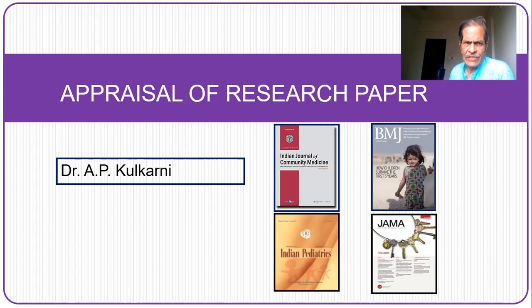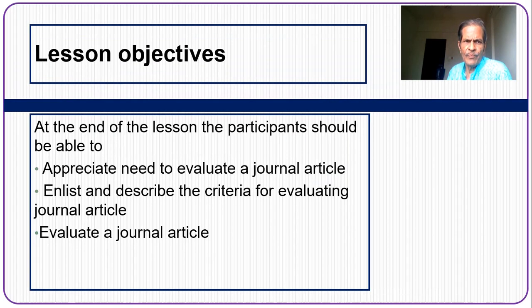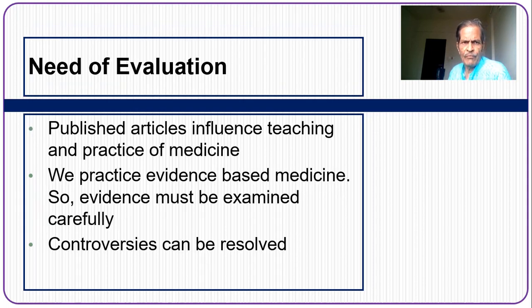and this presentation deals with the appraisal of a research paper published in the literature. The lesson objectives are that at the end of the lesson, the participant should be able to appreciate the need to evaluate a journal article. They should be able to enlist and describe the criteria for evaluating a journal article, and in the end, they should be able to evaluate a journal article based on the criteria given in this presentation.